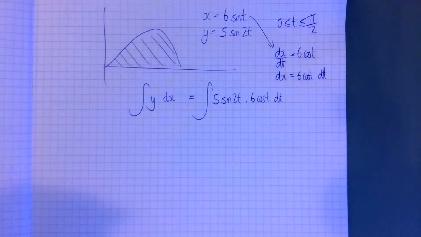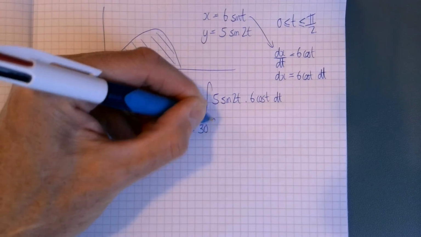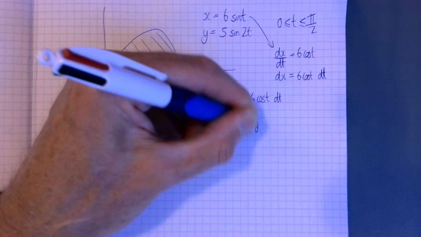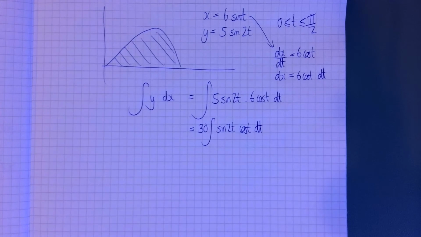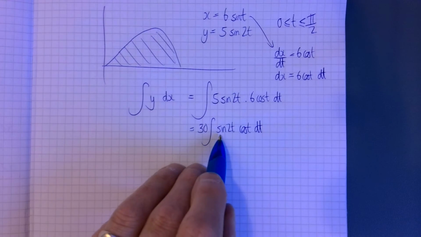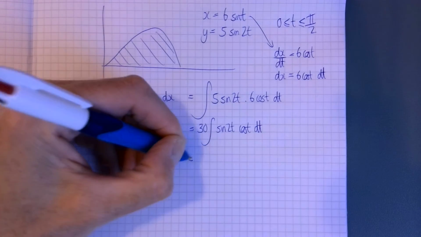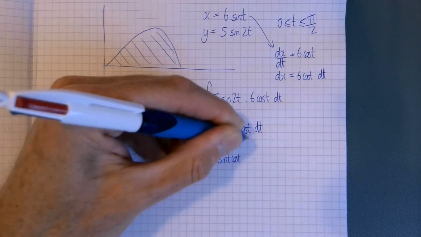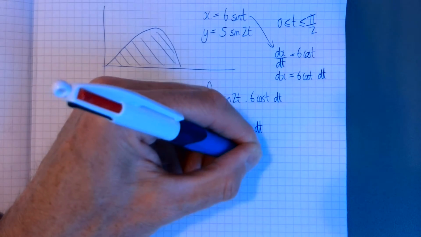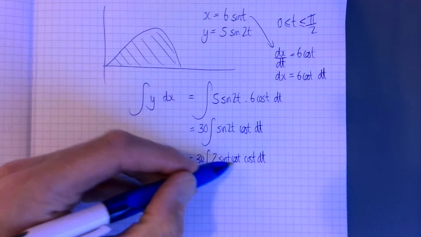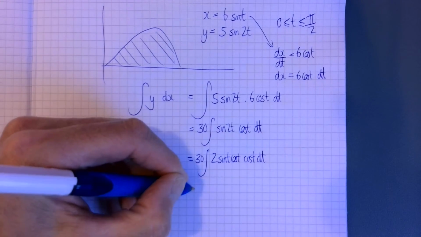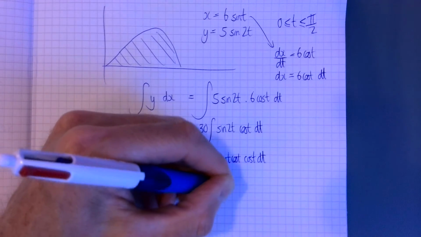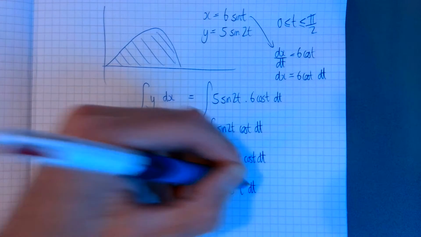Right, let's simplify this. Let's pull the 30 out, that's a coefficient. And let's rewrite sine 2t. There's only one way of doing that, isn't there? 2 sine t multiplied by another, cos t. So I've just replaced sine 2t with 2 sine t cos t. Got to pull the 2 out. And write that as sine t cos squared t dt.